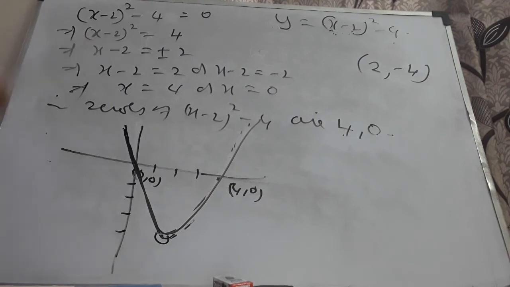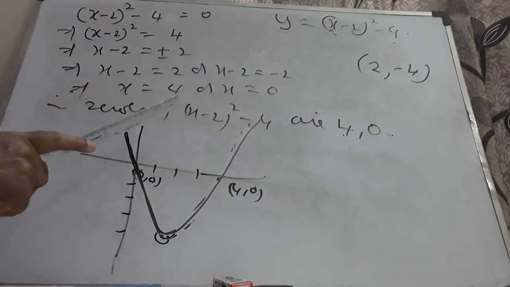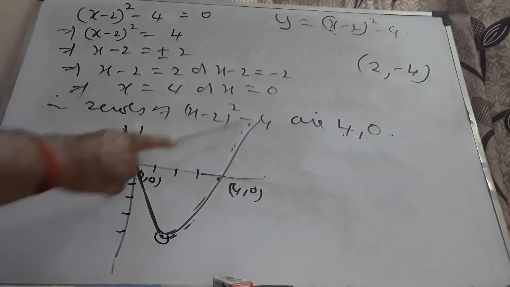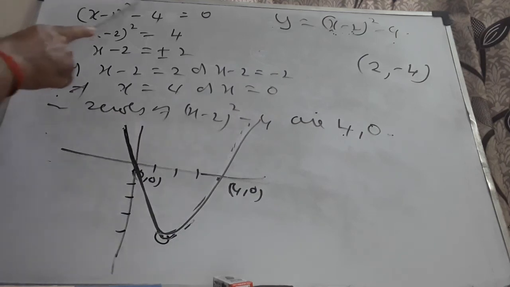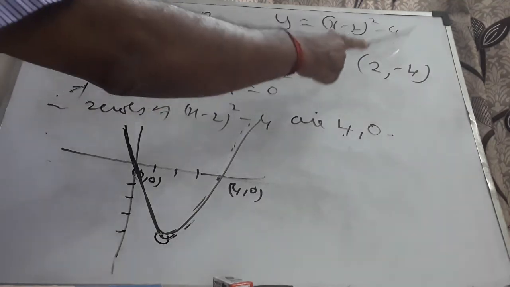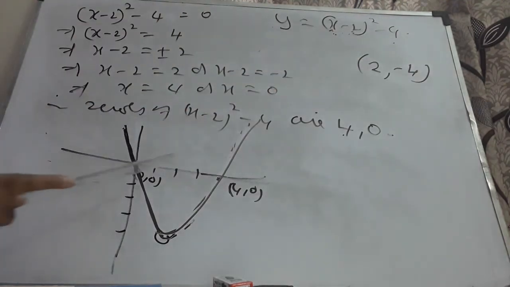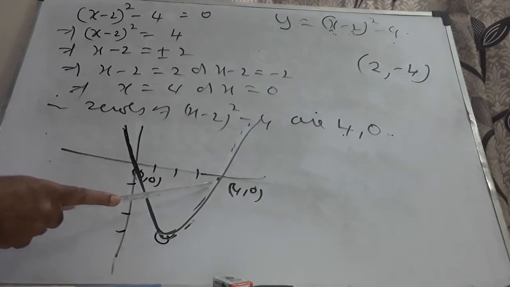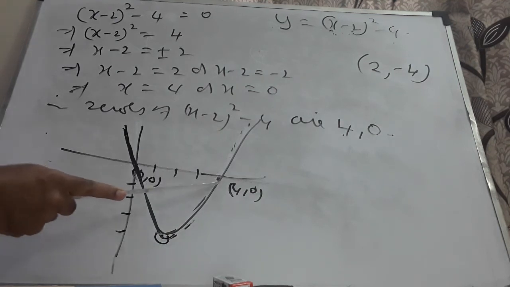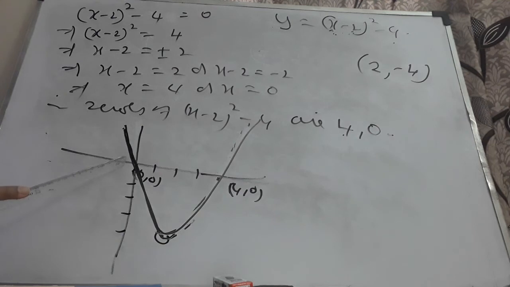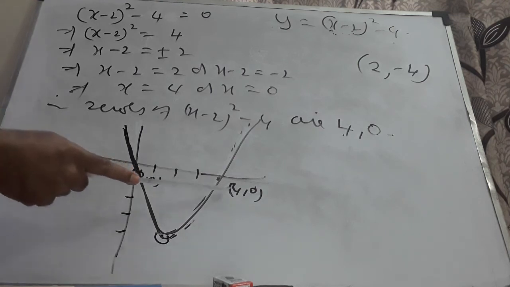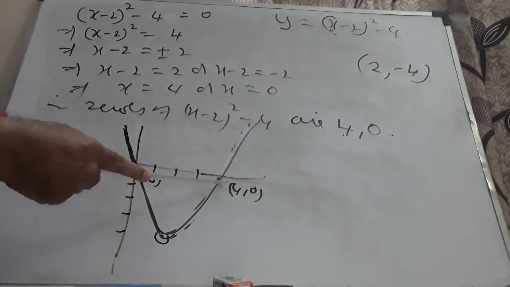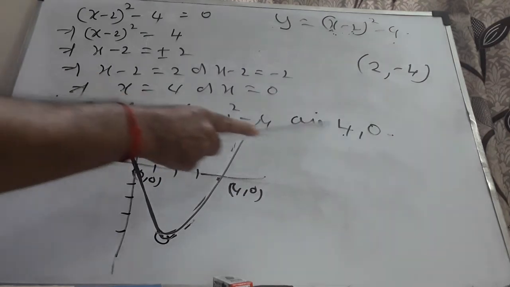Doesn't matter. Okay, therefore, in general, if I draw the graph of the curve y is equal to x minus 2 whole square minus 4, it intersects the x-axis at 2 points, namely 0, 0 and 4, 0. The x coordinates of those 2 points will be the corresponding zeros of the quadratic polynomial. Zeros here are 0 and 4.